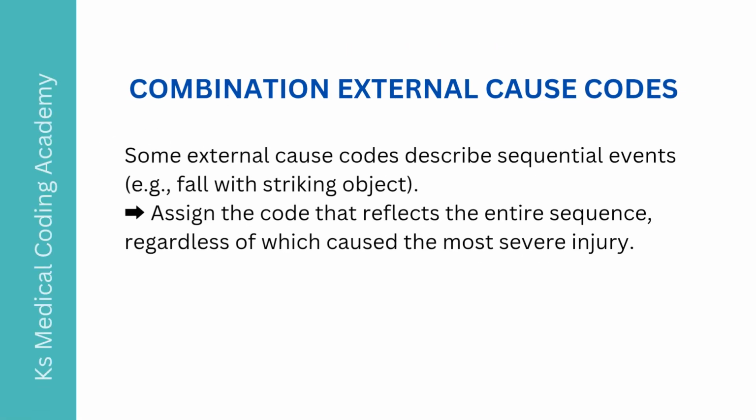Combination external cause codes. Some external cause codes describe sequential events, such as a fall that results in striking an object. Assign the combination code that represents the entire sequence, regardless of which event caused the most severe injury.